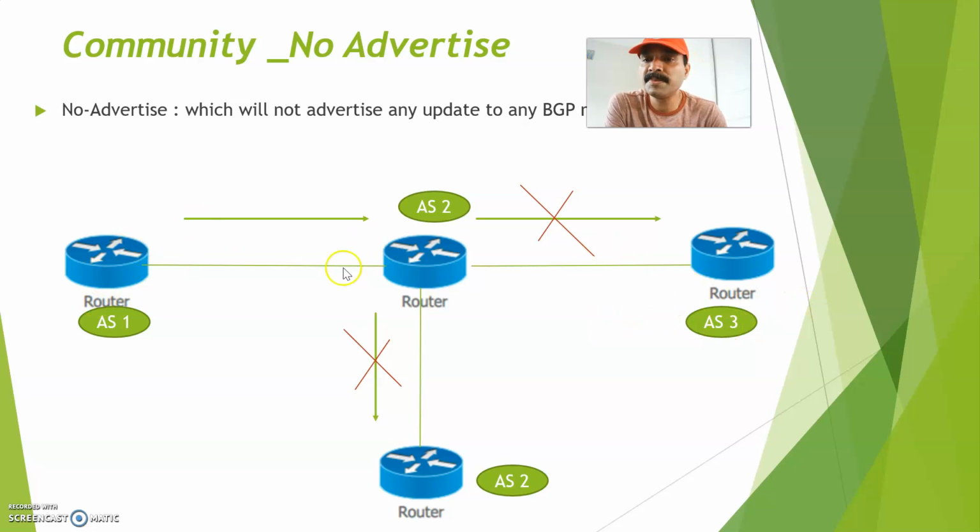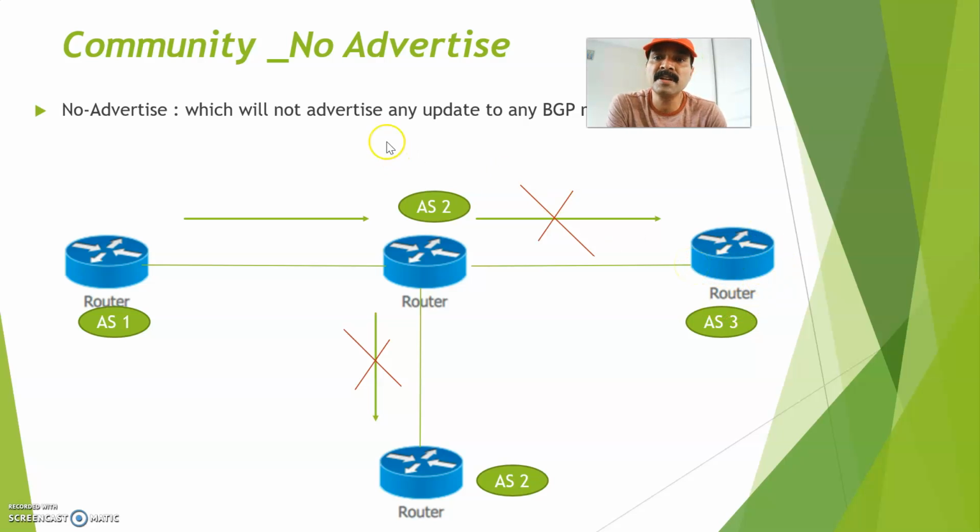Assume this router sends an update. If it is advertising a prefix, say 1.1.1, to this neighboring router, the same prefix will show up in this BGP table. But this same prefix 1.1.1 will not show up in this BGP table or in this BGP table. So that is the purpose of no advertise.